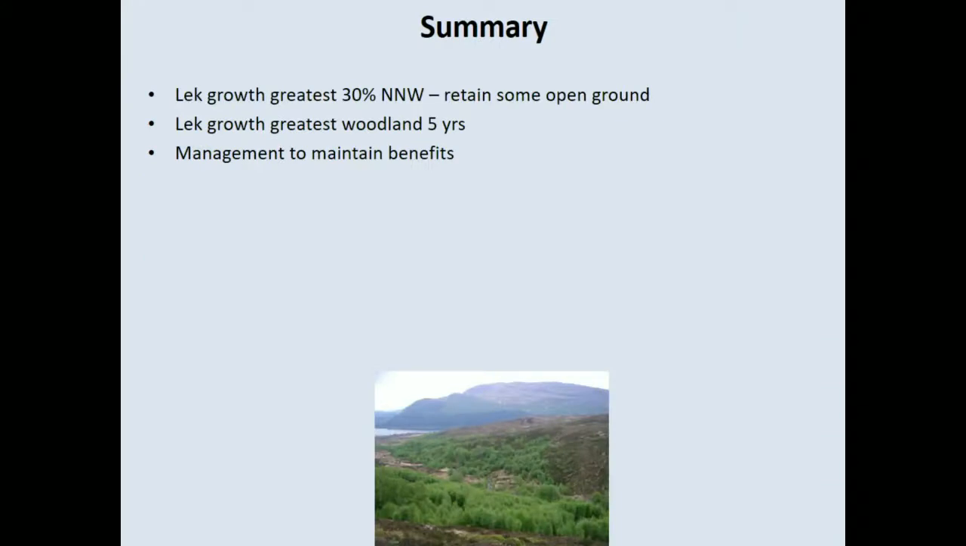So just to summarise, we found that new native woodland was associated with increase in lek size, peaking at around 30% cover. So whilst this was the habitat that was associated with increase, clearly if you want to manage these upland landscapes for black grouse, you'll need to include other habitats, for example, retaining sufficient areas of open ground, because we know moorland is also an important habitat for black grouse. Secondly, the benefits of these woodland plots were greatest in young woodland, averaging about 5 years old. So if you want to maintain the benefits of these native woodland plots over time, they're probably going to have to be subject to some kind of periodic management, for example, through grazing.